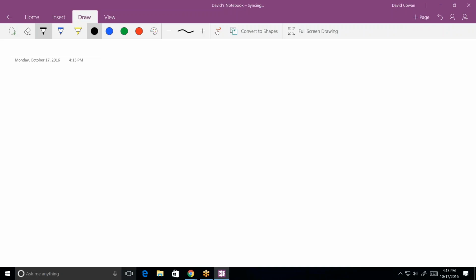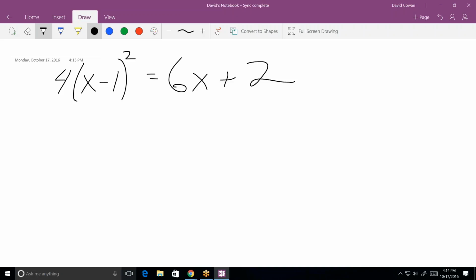It's 4 parentheses x minus 1, then parentheses x minus 1 squared equals 6x plus 2. Okay. Our first step is probably to expand the x minus 1 squared. Yeah, there's really no other way around it.